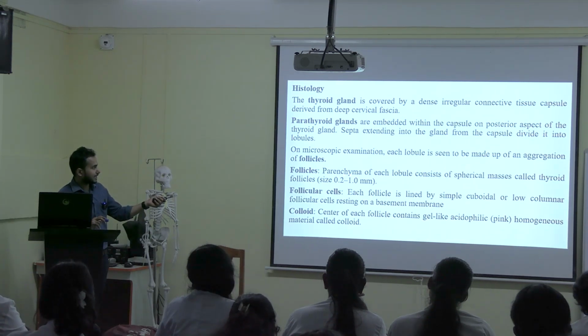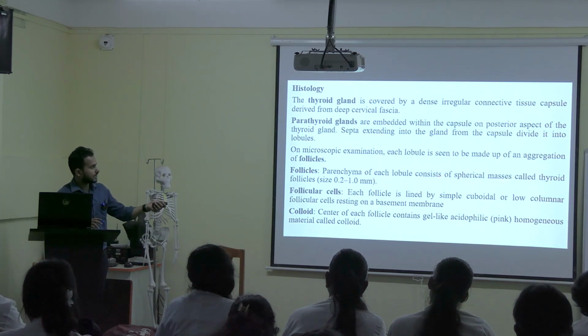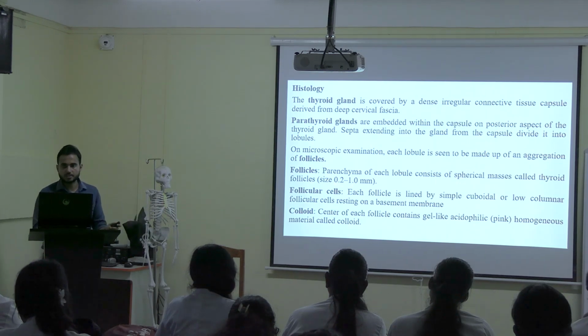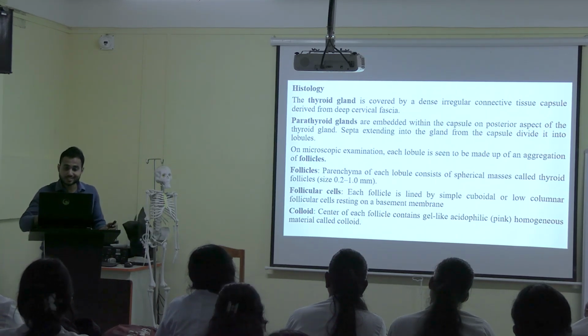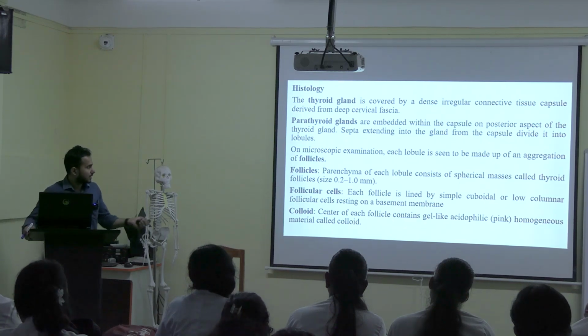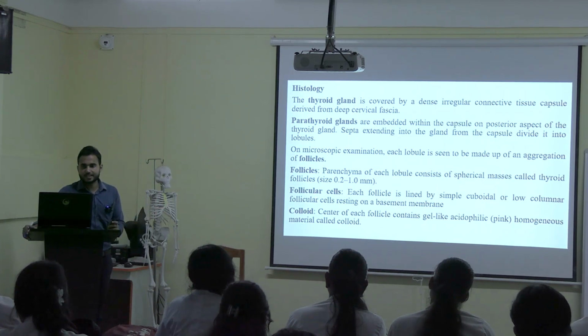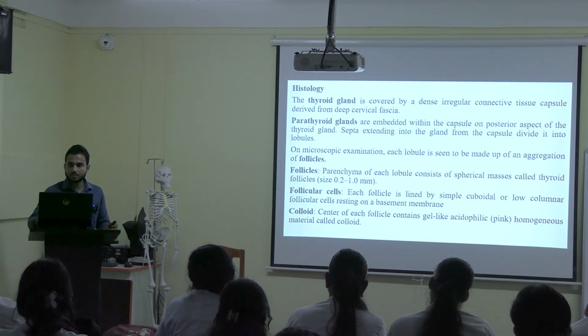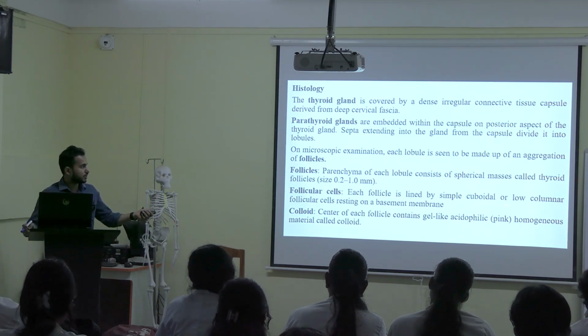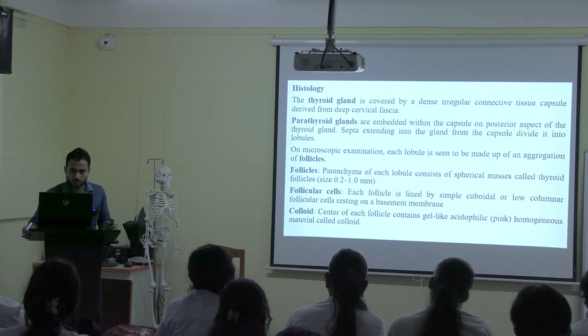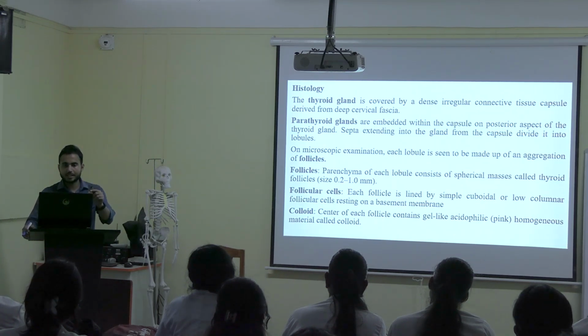The parenchyma of the gland mainly consists of spherical masses called thyroid follicles, and the size of each follicle is 0.2 to 1 millimeter. That means all the follicles do not have the same size; the sizes of the follicles are different. So inside the follicle, what is present? Follicular cells. They are lined by simple cuboidal to low columnar cells. That depends on the activity of the follicle, whether it is active, moderately active, or very active. Depending on that, the size, or you can say the lining epithelium, changes.